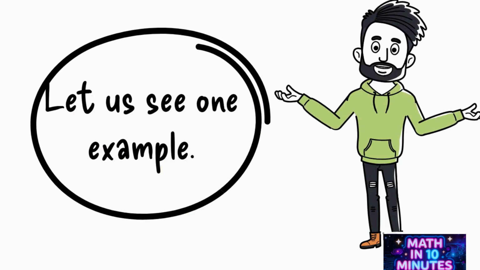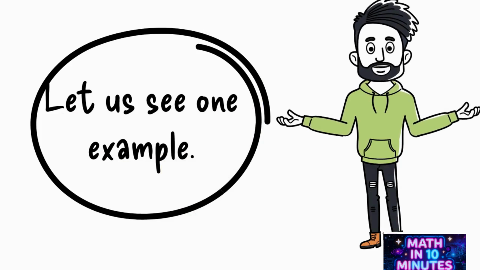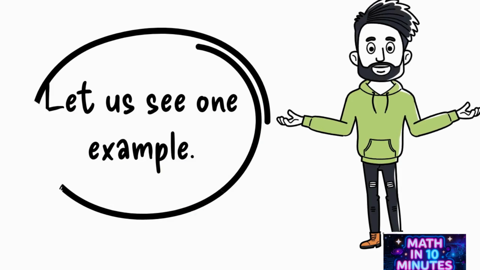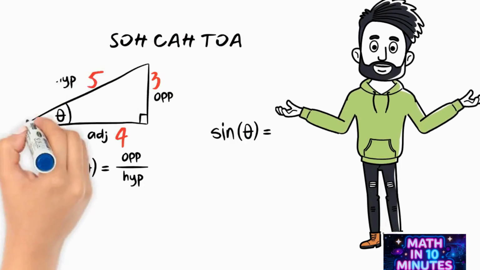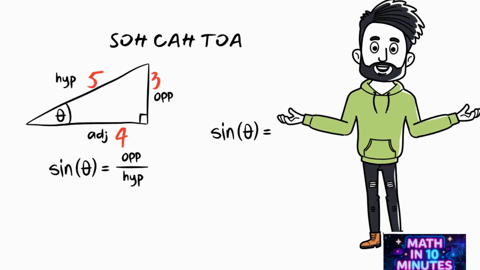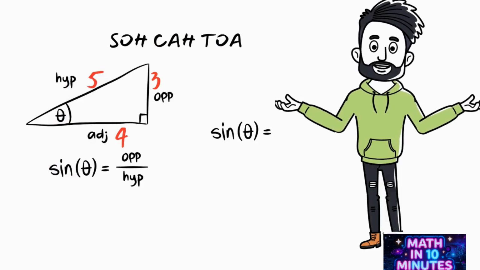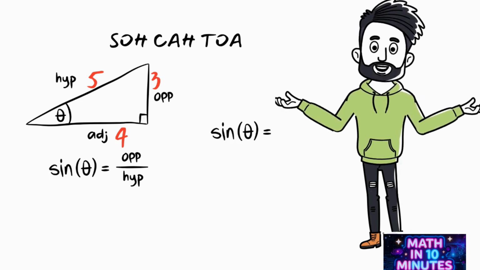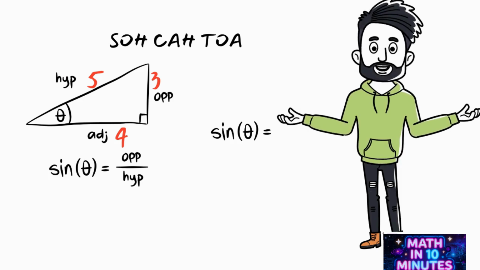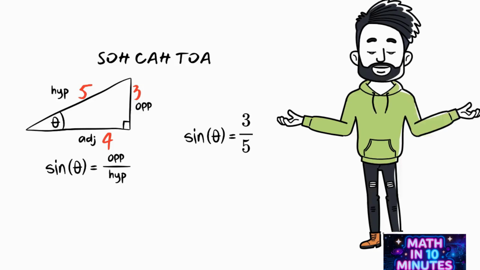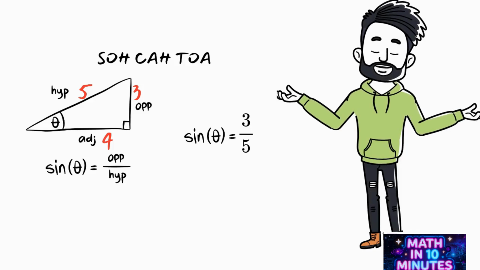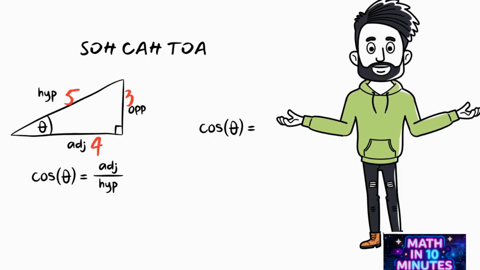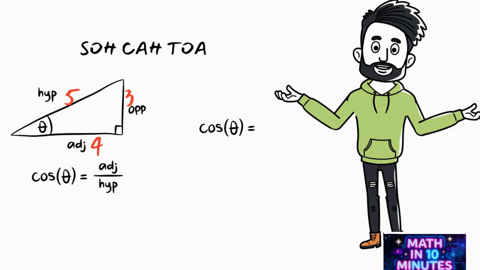Now, let us see one example, okay? So we assume that we have a triangle, a right angle triangle, and let us say the sides of the triangle are 3, 4, and 5. Let us start with sine. Remember, sine is opposite over hypotenuse. Okay, opposite to our angle is 3. Hypotenuse, the longest one, is 5. So sine of our angle is 3 over 5.